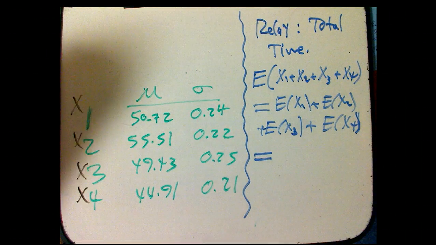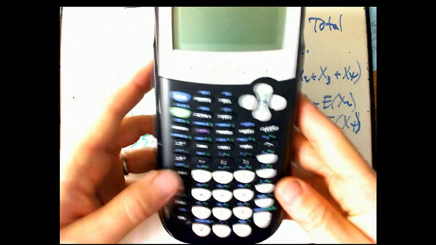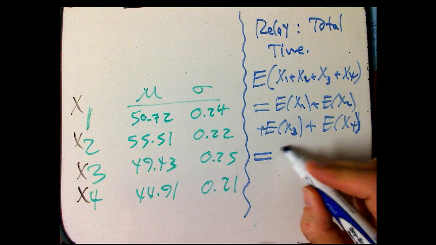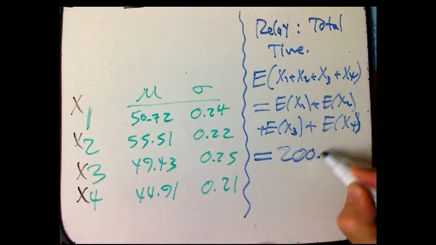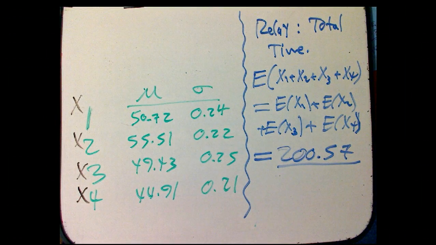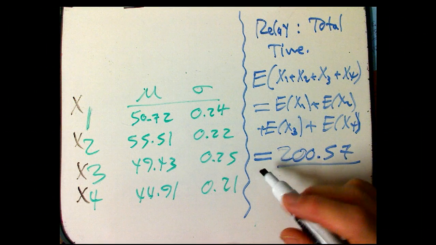Okay, so that's just going to be, let's do that on the calculator. We got 50.72 plus 55.51 plus 49.43 plus 44.91. Okay, here we go. 200.57. Okay, so that's the expected total time. It's just the total of the mu's. That's great. Okay, what about the total standard deviation?